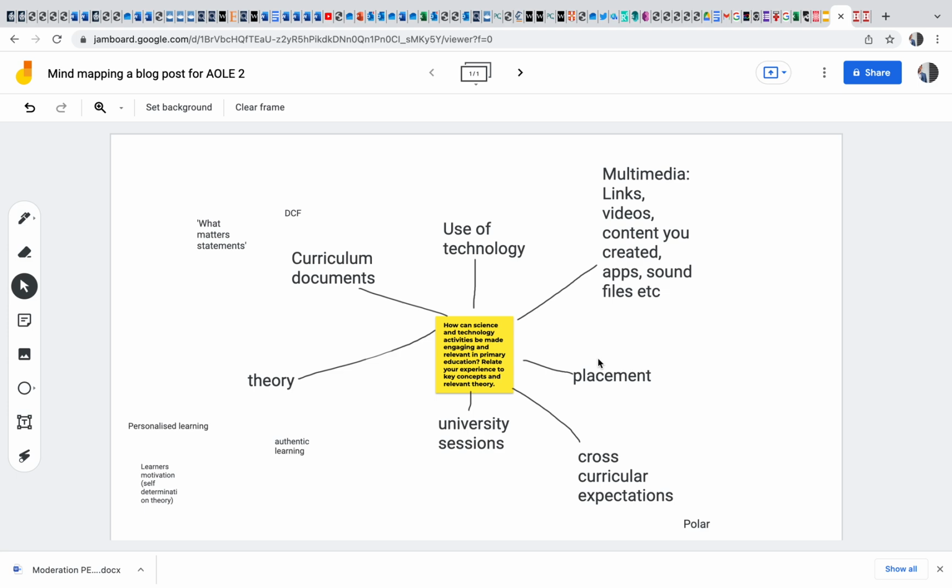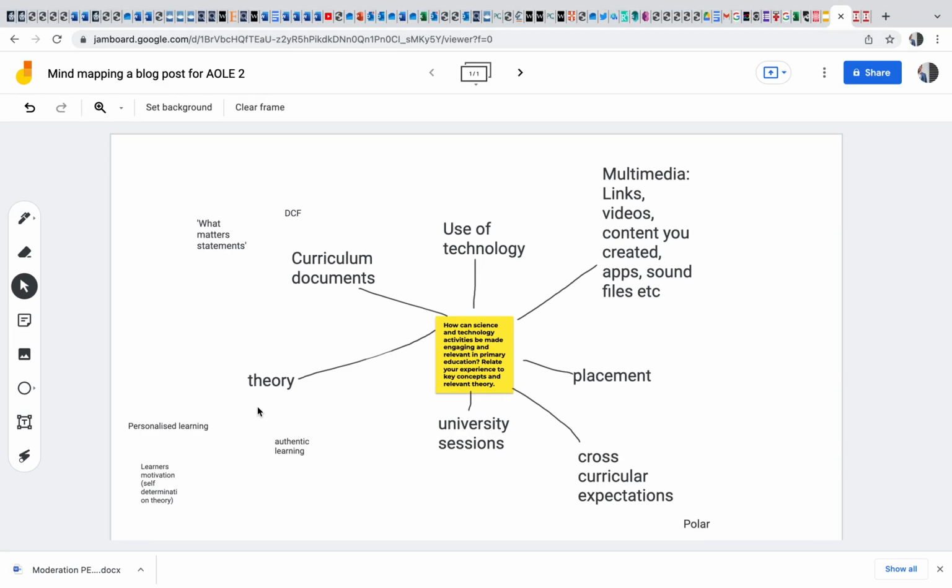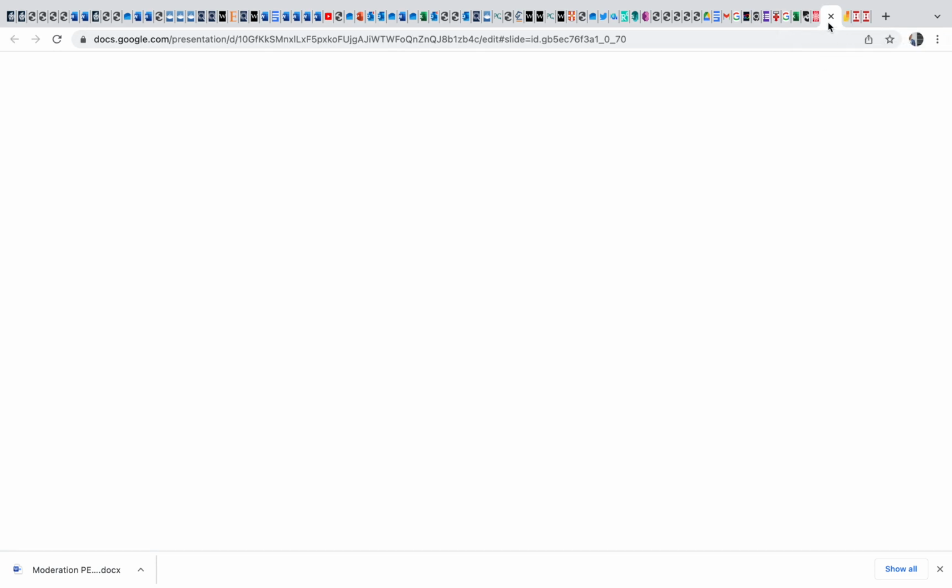It was a range of different cross-curricular expectations, and you can support that by going to the hub, and you can support that with theory. In the lecture, I present to you the theory that's related to the week and to the whole module.